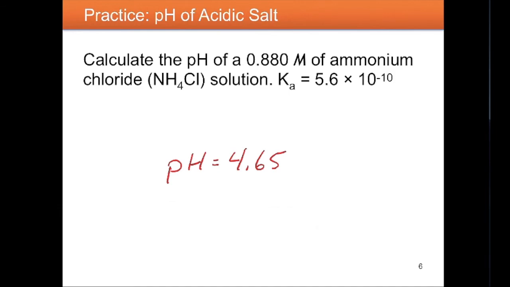The process is very similar to what we just went through, except in this case it's slightly easier because this one ends up being an acidic salt, so we don't have to worry about finding Kb, right? We're already given Ka, so we can just immediately use the Ka value and find the pH from there. We don't have to worry about finding pOH in this case.